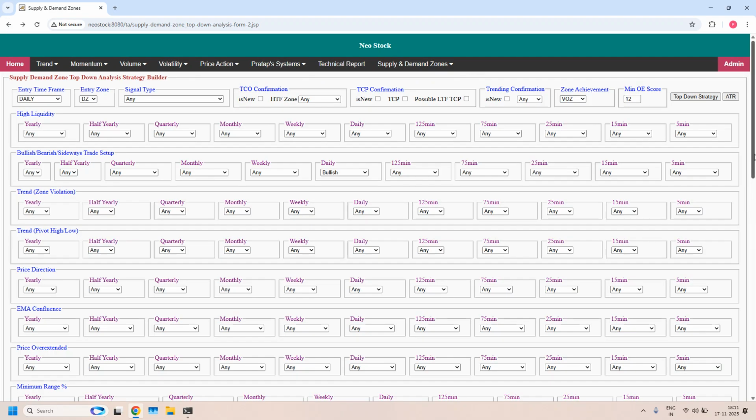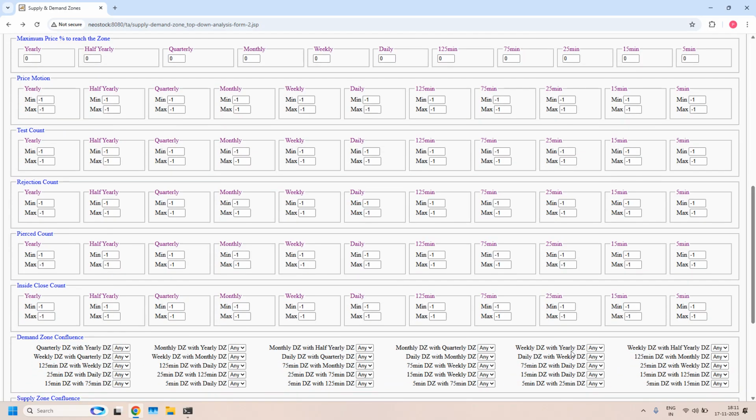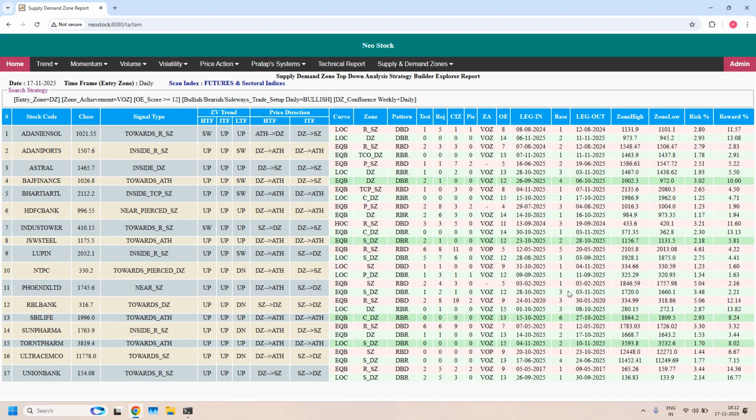First strategy, first step, LTF and ITF demand zone confluence. That is a daily and a weekly demand zone confluence. This is the first strategy, first step. Applying the filter on the 25 stocks, we got 17 stocks. In these 17 stocks, all these daily demand zones are overlapped with weekly demand zone. Now second step we have to apply, because daily demand zone is part of the weekly demand zone.